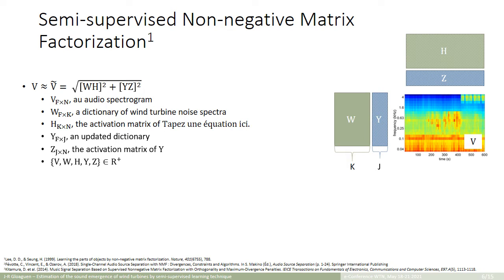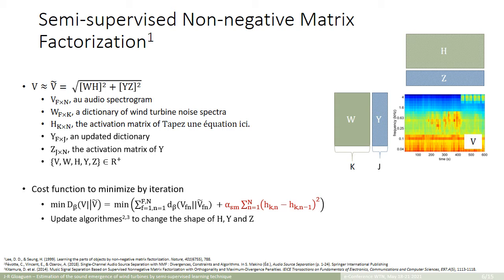To do so, this approximation is done by minimizing a cost function which is expressed as the beta divergence between V and V tilde. An iterative process makes it possible to converge to a solution with update algorithms that change the shape of H, Y, and Z, which depend on the choice of the beta divergence.